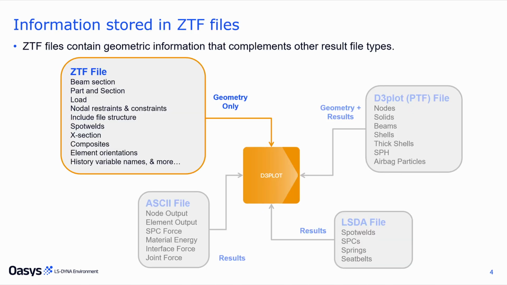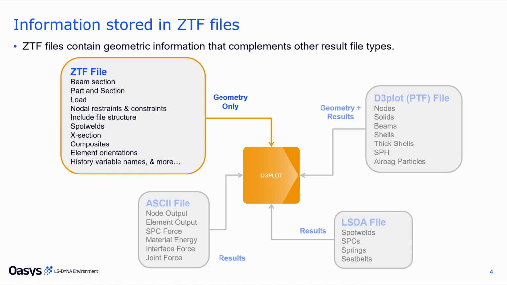So what exactly is stored in these ZTF files? Their main role is to provide the static geometric data that complements the main time history result files. Files like the DFlip or PTF, LS-DA, and ASCII group files store the time history output of a simulation, but they don't contain the model's underlying structure. The ZTF file fills the gap.